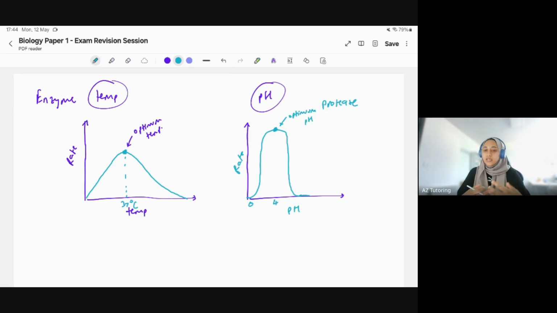So if you see an enzyme that you've never recognized before, recognize the shape. The top peak is the optimum. That's the best pH it works at. They might ask you what's the optimum pH. Find the peak and then just read down, and that's your answer.